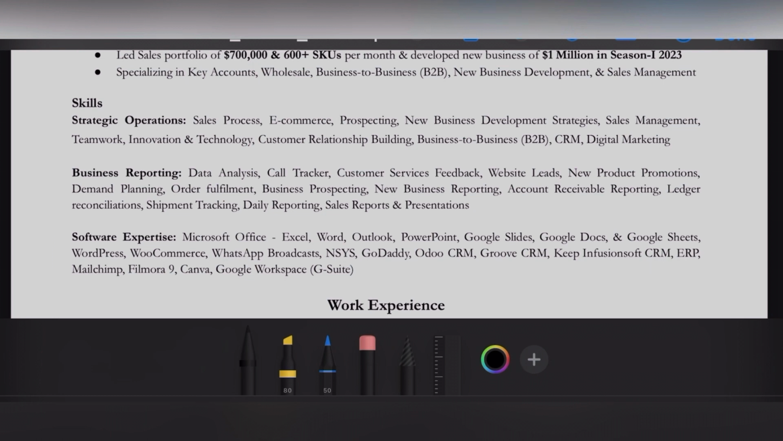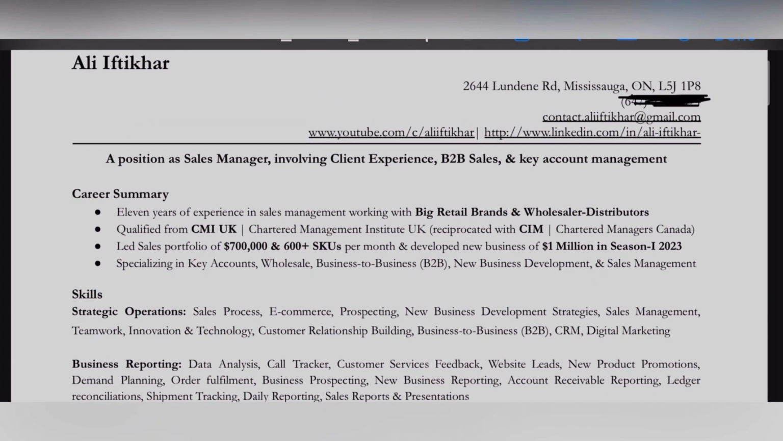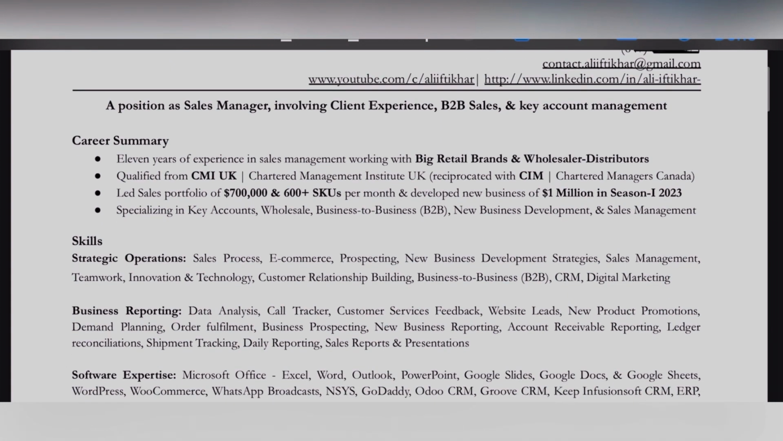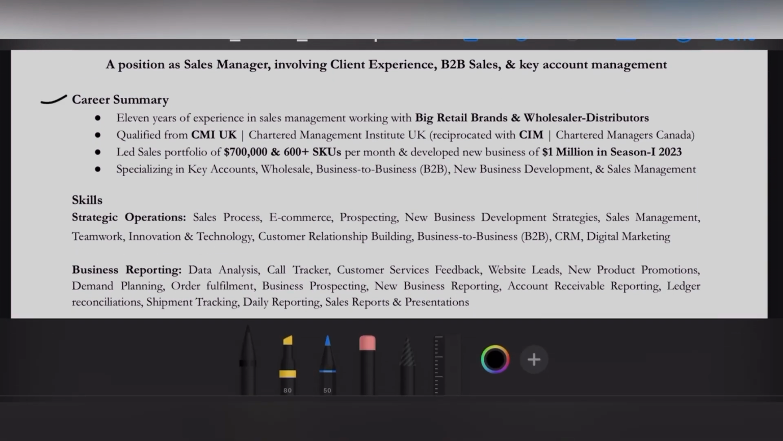And then you see, the first page of my resume mainly talks about a summary. So the address and contact details go up there, then the position you're applying for goes there, and then your career summary, and then your skills.